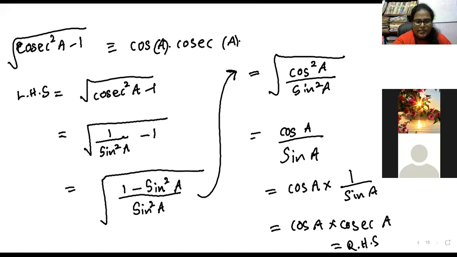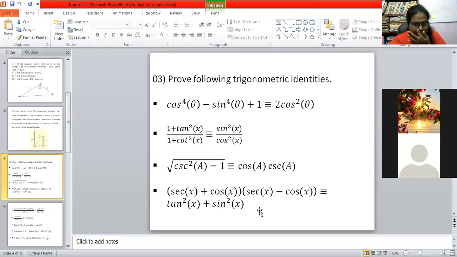Let me show you the question. Here it is given like sec x plus cos x, times sec x minus cos x, is identical to tan square x plus sine square x as well. Right, so here let me show you on the whiteboard.